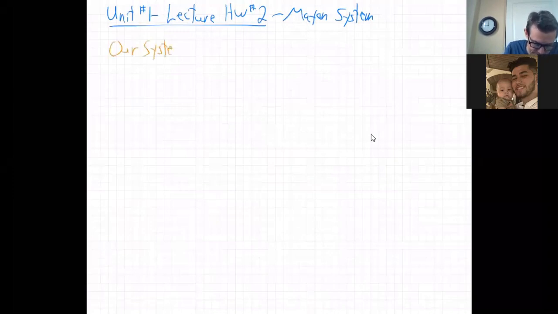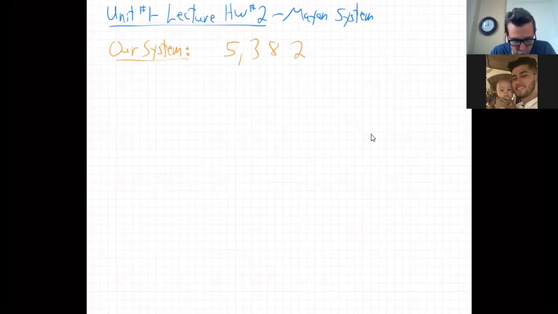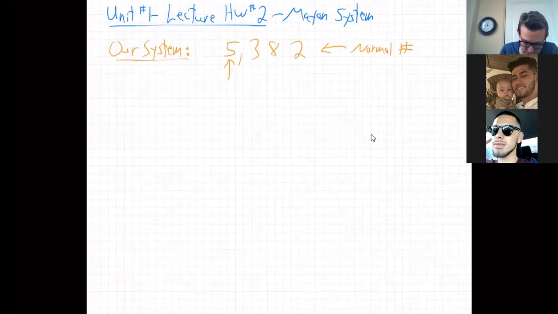our system. Let's start with a number from our system, 5,382. I'm just going to write a normal number from our system. Okay, now you guys know how this works, right? The 5 is, what's the place value there? The 5 is in the what's place? Thousands place, right? We all know the 5 is in the thousands place.